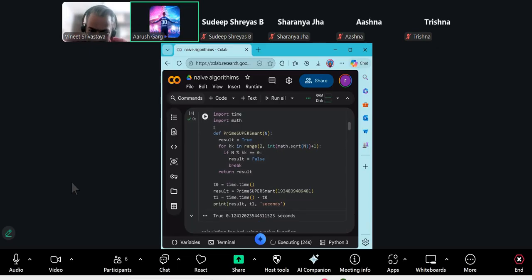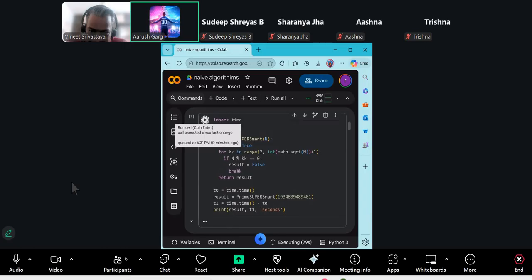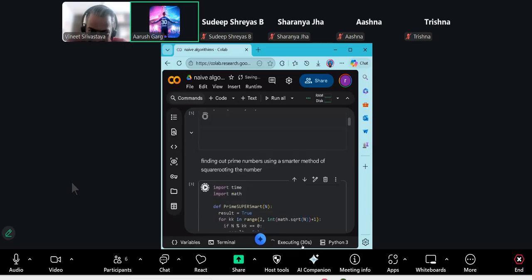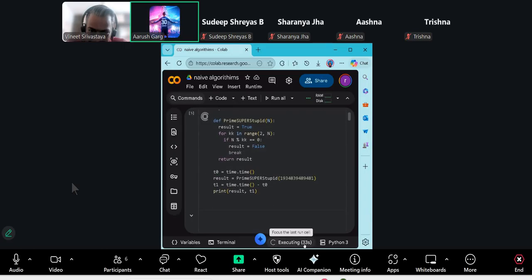And let's also run this because we'll just compare. So this will run after this finishes, and it still hasn't finished after 35 seconds. Wow. Just keep this running.